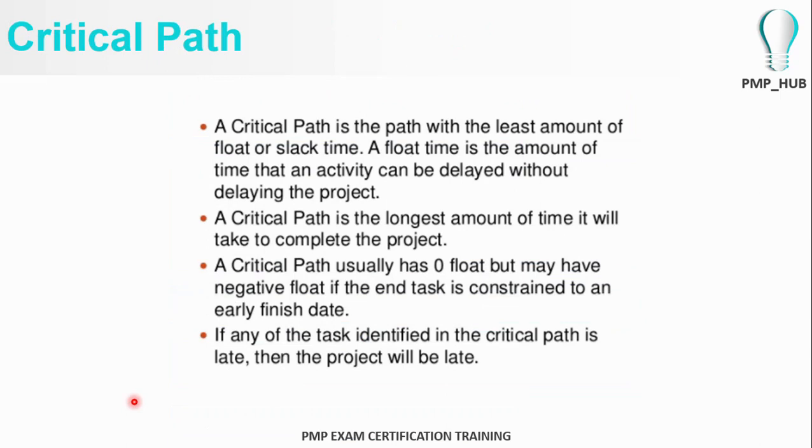One of the key tools used for developing the schedule is the critical path method. Let us try to understand what a critical path is. A critical path is a path where the least amount of float and slack time is available. If you remember, under the sequence activities process, we defined what float and slack time are. So we usually take as the critical path the path where the float is 0, where there is minimum float or no float at all.